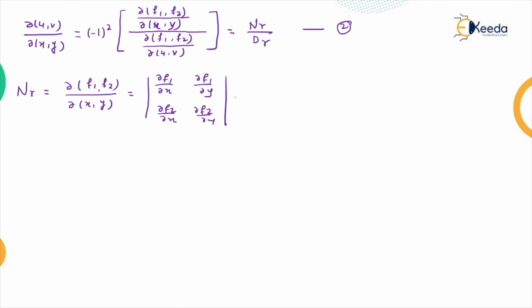We have to just simplify here. So what are we getting here? We get 1 and minus 1 in the first column, and next, the second column is minus 3x square minus 3y square, minus 3x square minus 3y square. So it will take these values here.